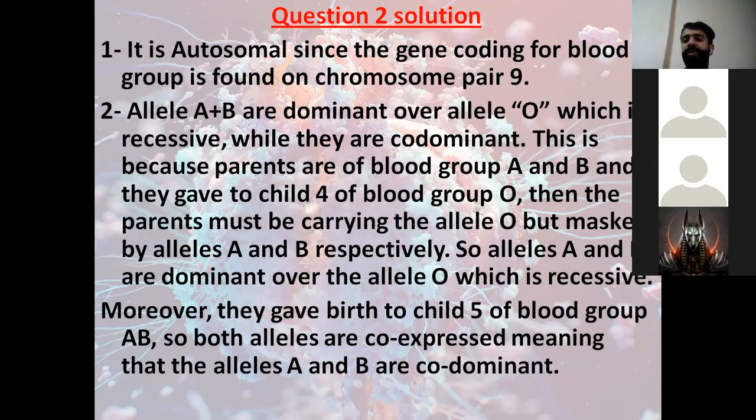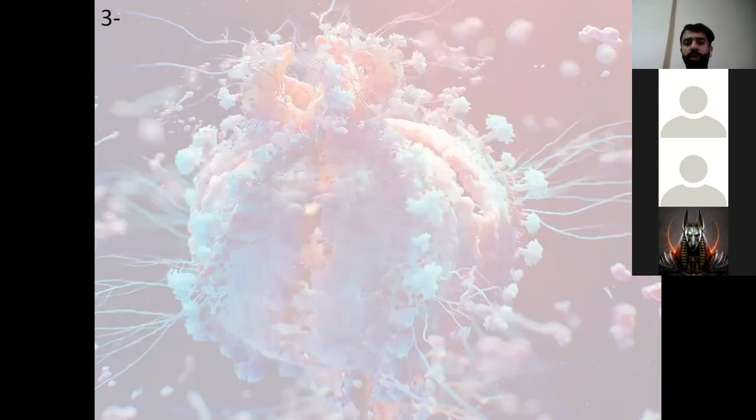Then this parent must be carrying the allele O, but it was masked by the alleles A and B respectively. So alleles A and B are dominant over the allele O, which is recessive. Moreover, they gave birth to a child of blood group AB. So both alleles are co-expressed, meaning that they are co-dominant.